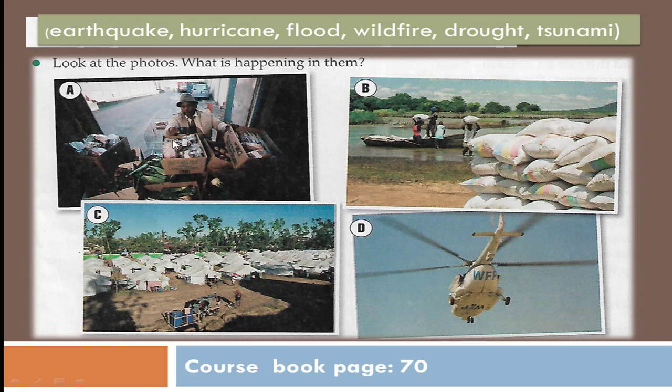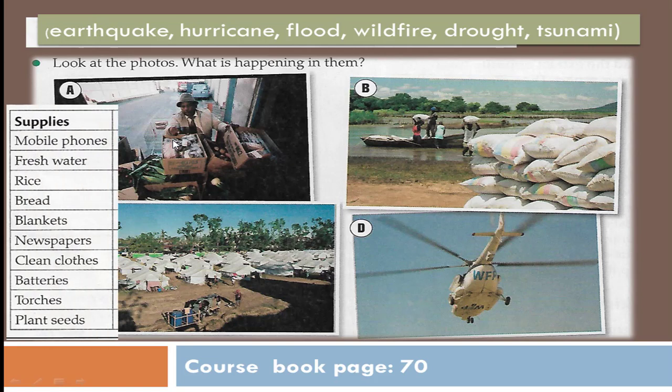Okay, after we discussed what is going on in these pictures, now I'll tell you something about the supplies. What kind of supplies, or what are the supplies? What are the examples of supplies? When I say supplies, what do I mean by supplies? Supplies can be, for example, fresh water, blankets, bread, clean clothes, plant seeds, something like that. So all these are examples of supplies.